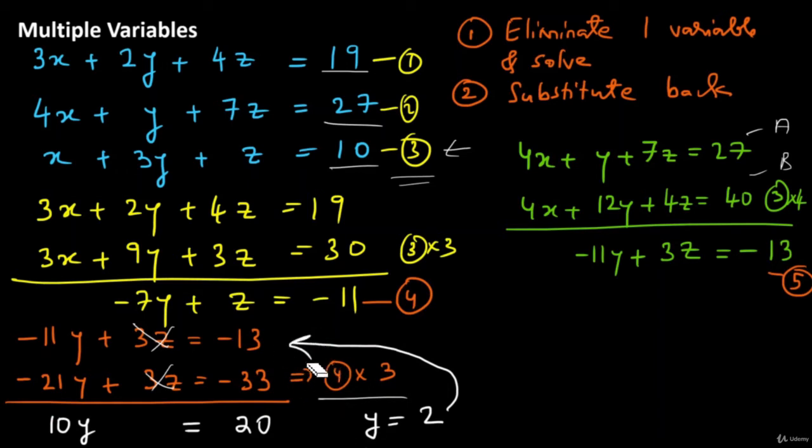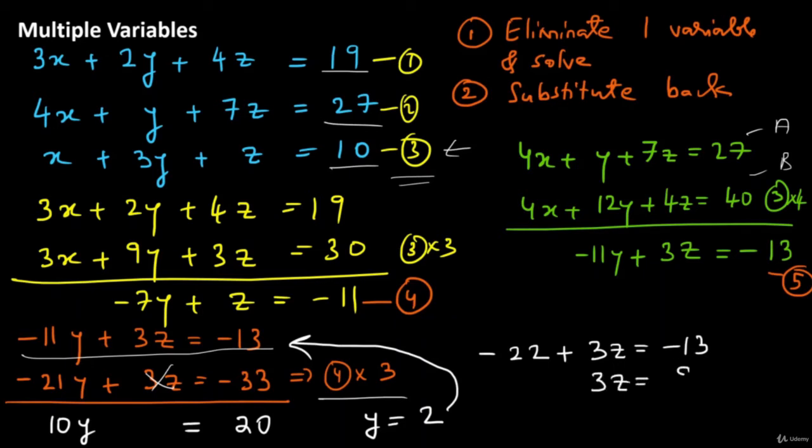Now let's substitute it back, say to this place over here. You could do it over here or here. Now if you substitute it over here, you get minus 22 plus 3z is equal to minus 13, right? Let's take minus 22 to the right side. So it becomes plus 22. So 3z is equal to 22 minus 13, which is 9, or z is equal to 9 by 3, which is equal to 3. Alright, so we have found the value of z and y.